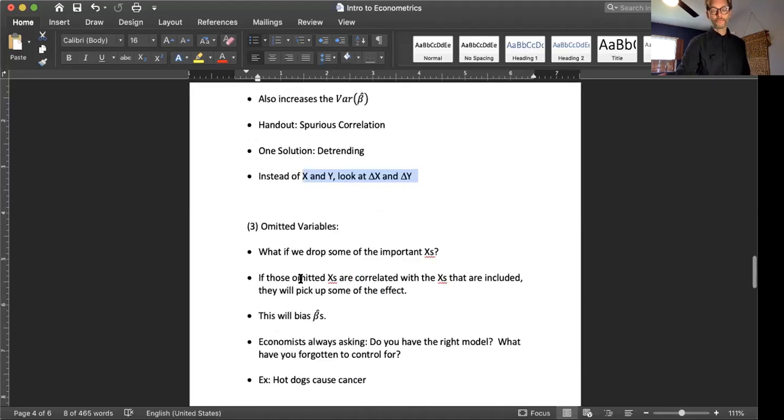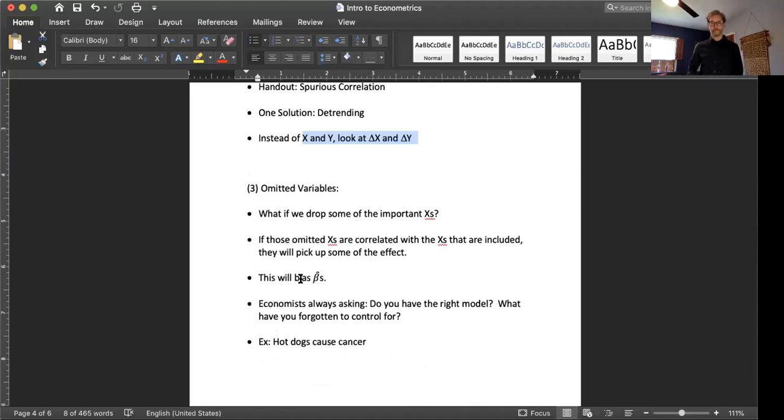The third thing that can ruin your results is having omitted variables. What if there are important explanatory variables that you don't include in your model? That's going to bias your coefficients. It's going to bias your results. You have to have all of the important explanatory variables included in your model. So economists are always asking, do you have the right model? By that, they often mean, do you have the right explanatory variables in there? If you don't, then you can't believe your results.